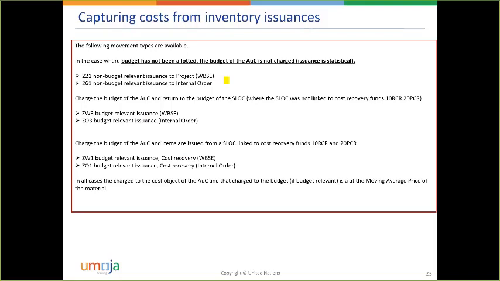You are the ones that know to what element of the project the material is going. And you should ask budget officers if you have budget allotted for your project or not. Now, I've been checking. You have basically inventory manager, you have six movement types that you can choose. But I've been checking your production data, and I see that none of the missions attending today have cost recovery scenarios. So you don't have storage locations linked to cost recovery funds.